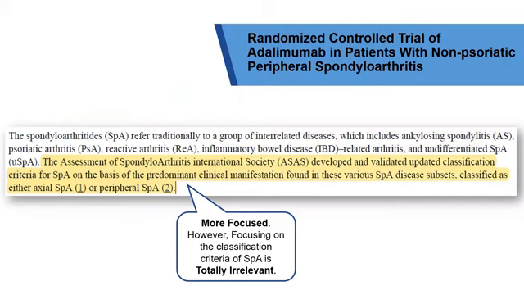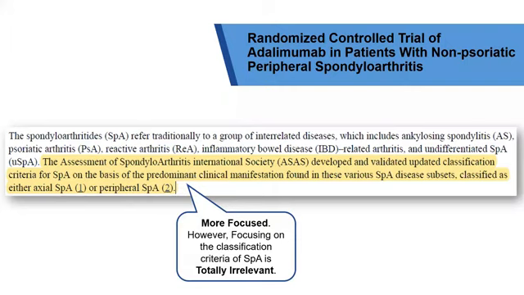When they completed talking and tried to be more focused, they talked about how the Assessment of Spondyloarthritis International Society developed and validated updated classification criteria for SPA on the basis of predominant clinical manifestation found in these various SPA disease subsets, classified as either axial or peripheral SPA. Again, they are trying to narrow it down and be more focused.